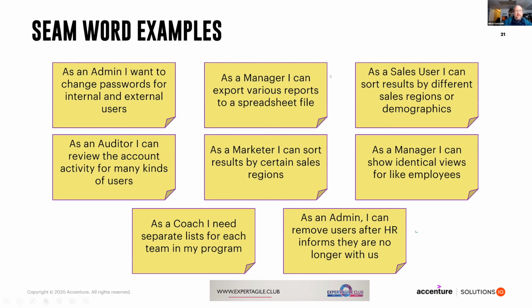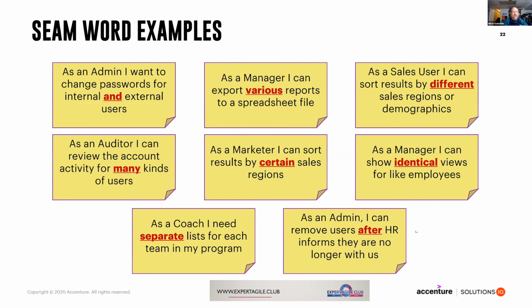And of course we have the answers, okay? And these are the seam words that we're looking for. So for example, if I could say as a manager, I can export various reports. Well, various implies multiplicity. I need to figure out what reports and see what I can deliver. What's the least I can deliver? What's my minimal marketable feature?